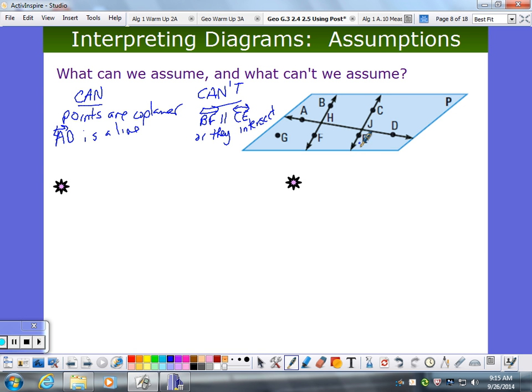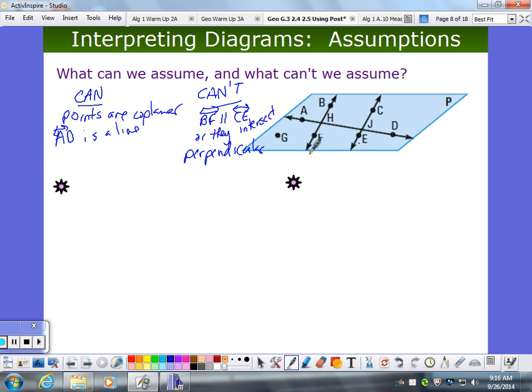Can we assume they're perpendicular? What does perpendicular mean? I'm going to say you can't necessarily. Remember, drawings aren't drawn to scale. So if these do intersect, who's to say? I can't assume perpendicularness for any of the lines. Some look it, some don't. But what about AD and BF? Can I assume they're perpendicular? No. Can I assume they're not perpendicular?